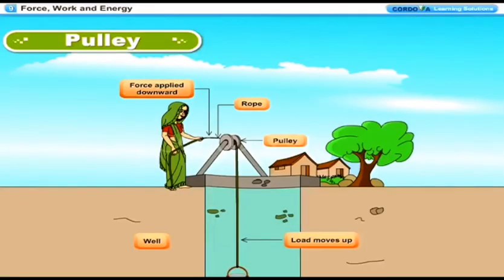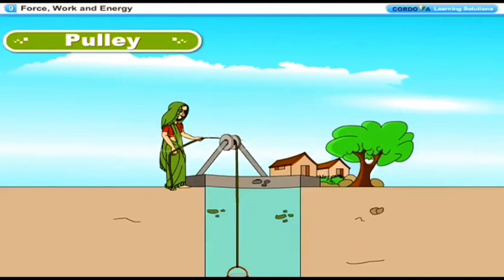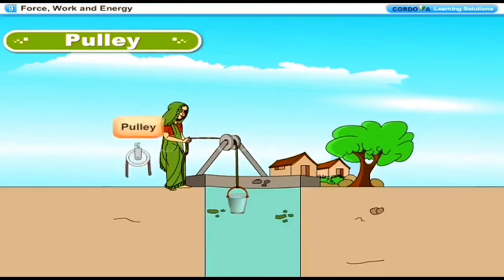Pulley. A pulley is a wheel with a groove in its rim. The rope moves over this groove. Water is drawn from a well using a bucket tied to a long rope. When we lift the bucket of water from the well by pulling the rope vertically upwards, it is a difficult job. But with the help of a pulley, we can easily draw water from the well as shown in the figure.